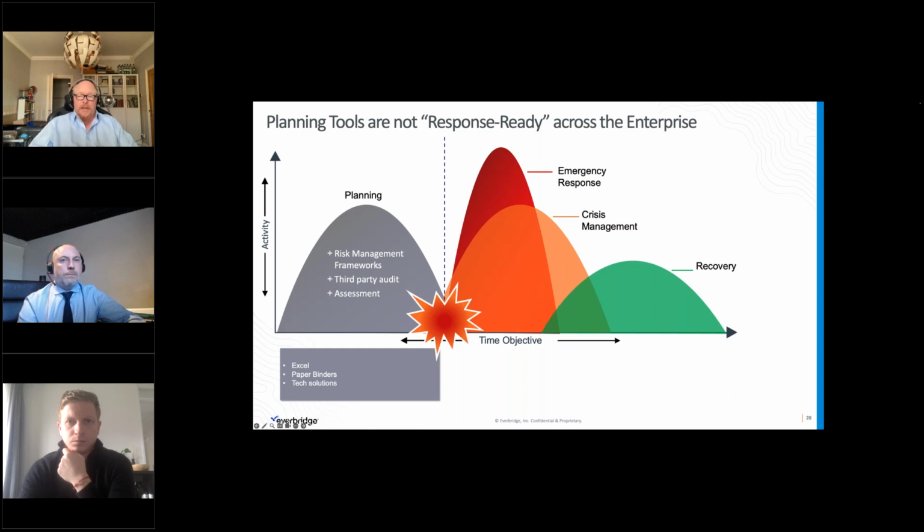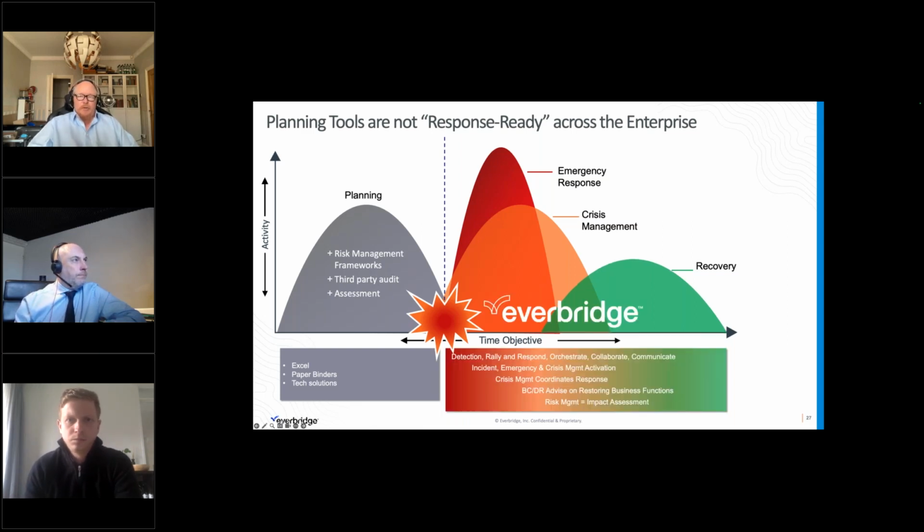And that's when the clock is ticking for you, because you have to respond. And these responses tend to fall into three main stages: the emergency response, crisis management, and recovery. But what you need is a technology solution that delivers on those capabilities, that ability to orchestrate, collaborate, and communicate, all within a digitized solution that fully integrates into the alerting components.